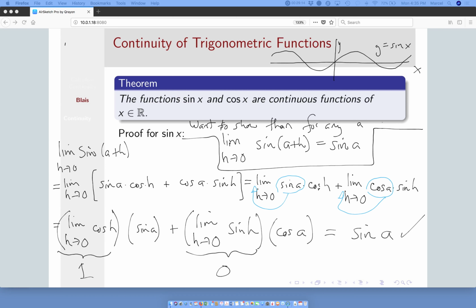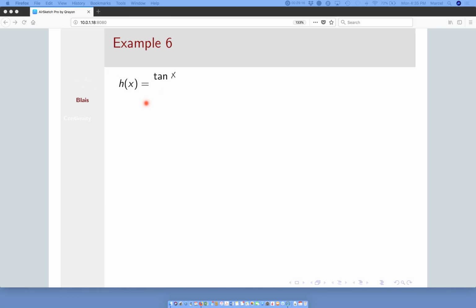Things are not as nice for the other four trig functions. And the reason why is you're dividing. So for instance, tangent of x, which we know is sine of x over cosine of x, you have a 0 in the denominator every time cosine of x is 0. And cosine of x is 0 quite a few times.